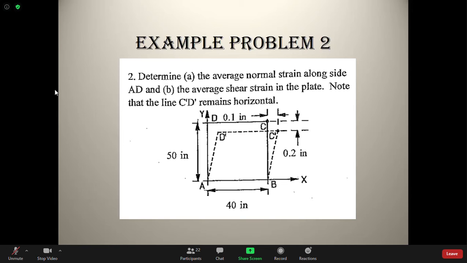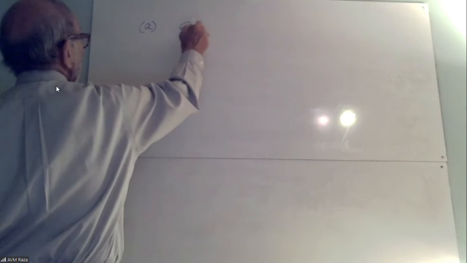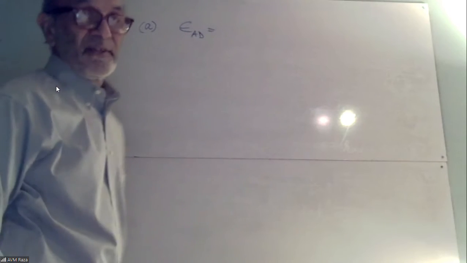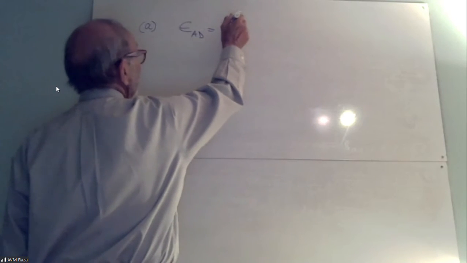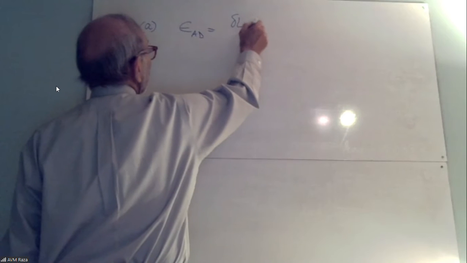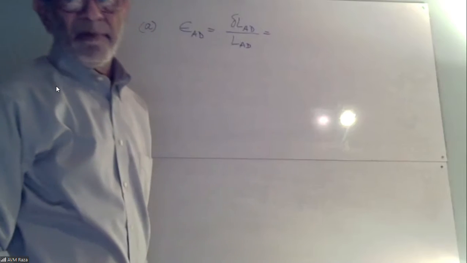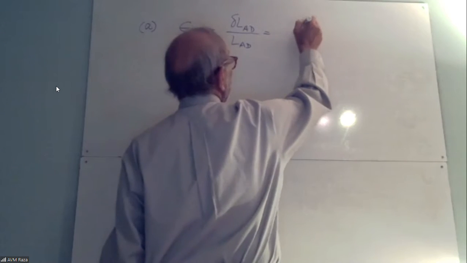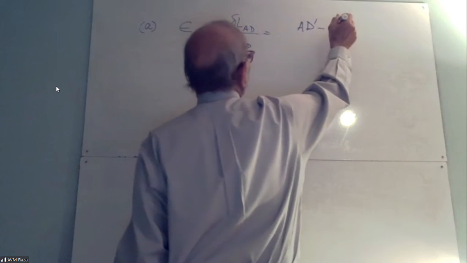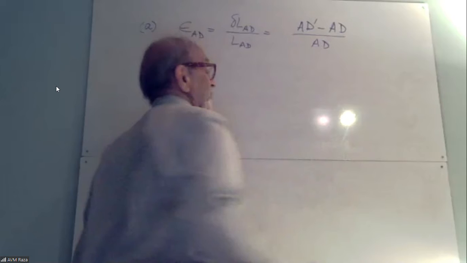In reality, I don't think I'm going to draw the whole diagram, but let's start with part A. The man is asking you to find normal strain in AD. How will you define normal strain in AD? It will be the change in length of AD, delta L in AD, divided by the length of AD, right? And what is change in length of AD? It will be the final length minus the original length. And the final length is AD prime, and the original length is AD, divided by the original length, which is AD. Everybody good?